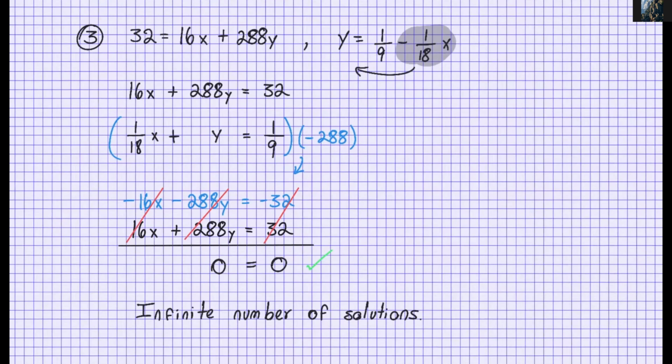And that's it. These are the 3 possible cases that you will find when solving systems of equations.